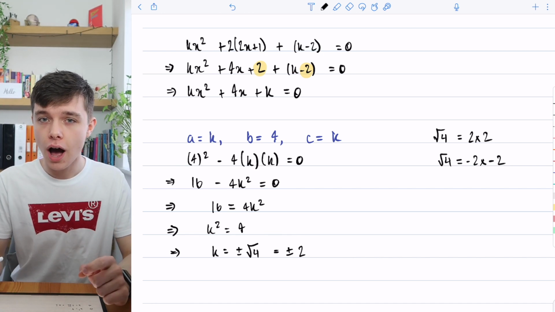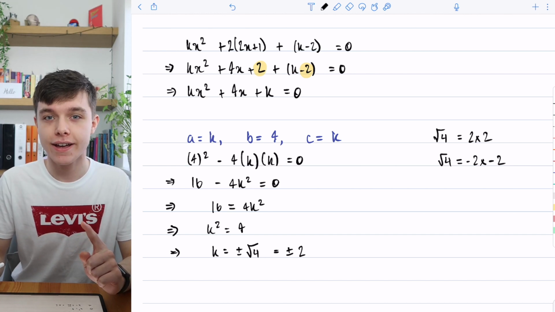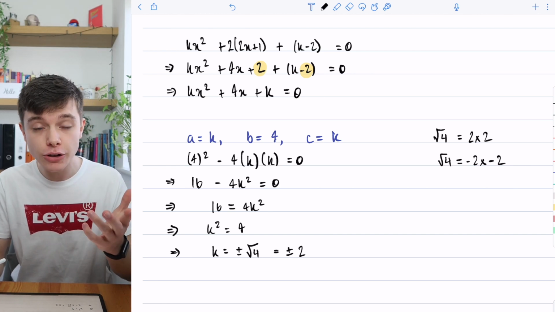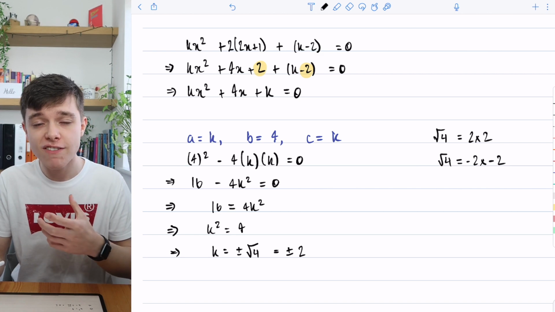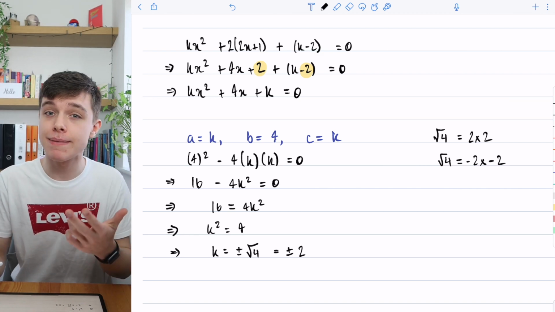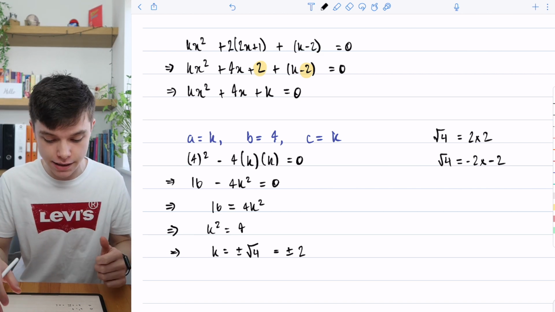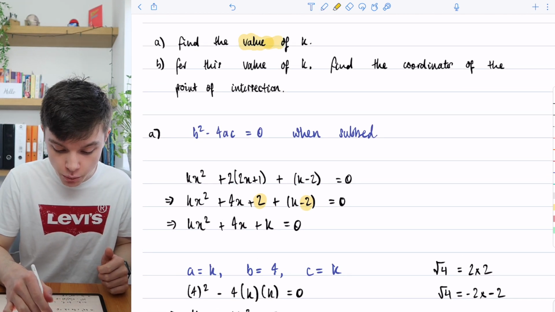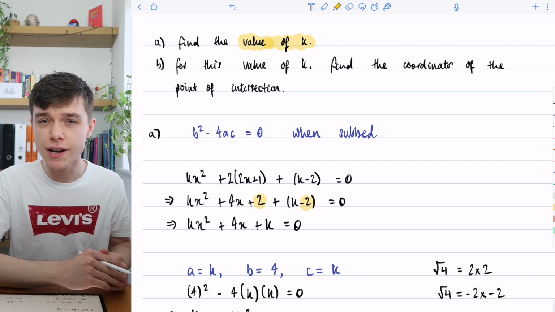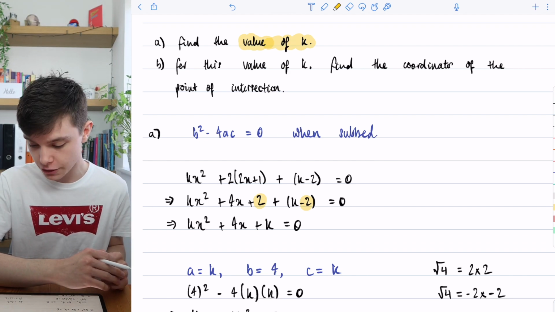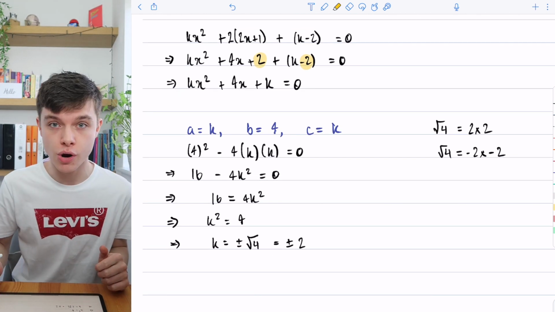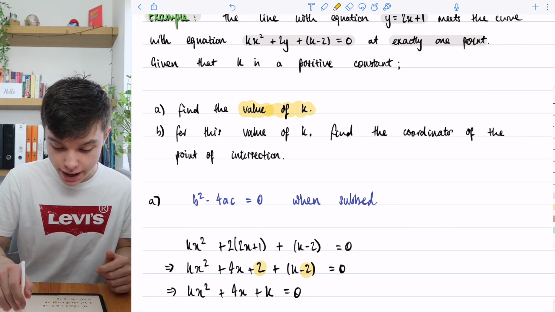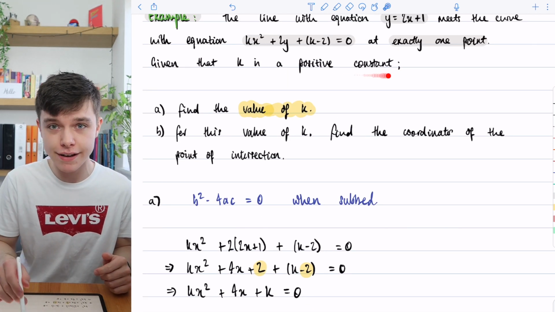At A level, all our questions are grammatically correct. So if we're asked to find the value, that means there's just one. If we're asked to find the values, that means there might be 2, there might be 3, there might be many, okay? Here, we were asked just to find the value of k. So what we need to do is find one value. Well, at the minute, I've got 2. But if you remember, it says k is a positive constant.